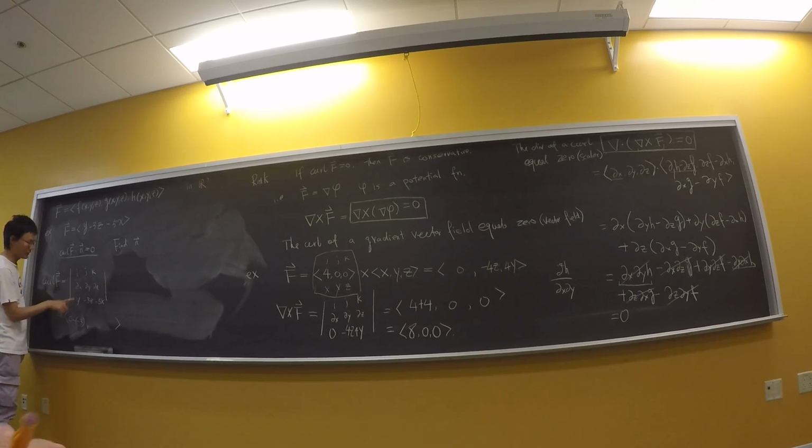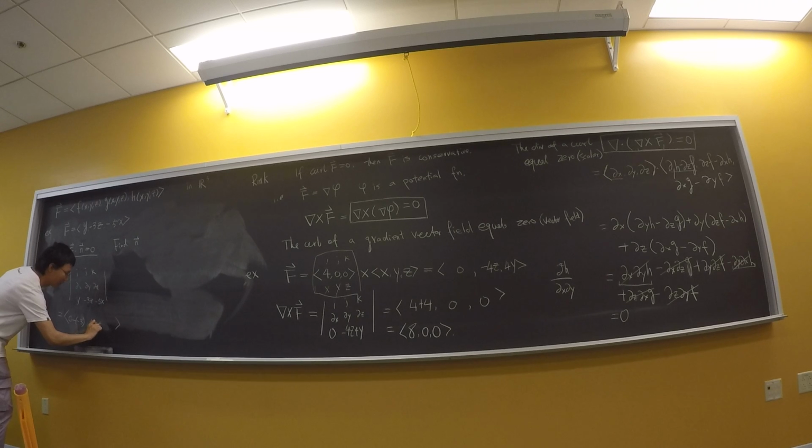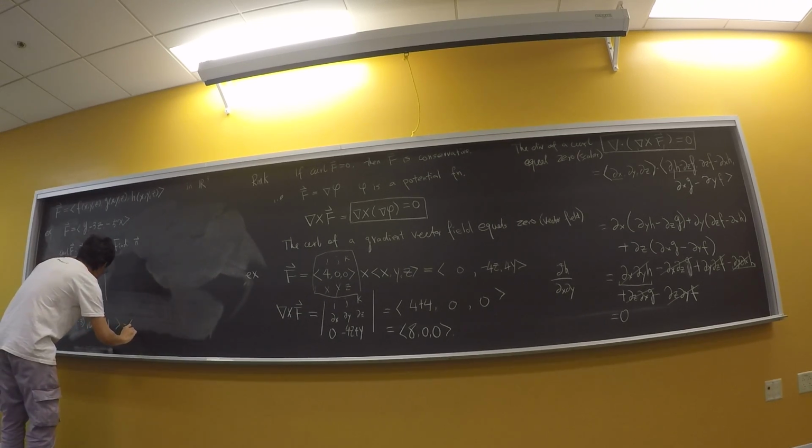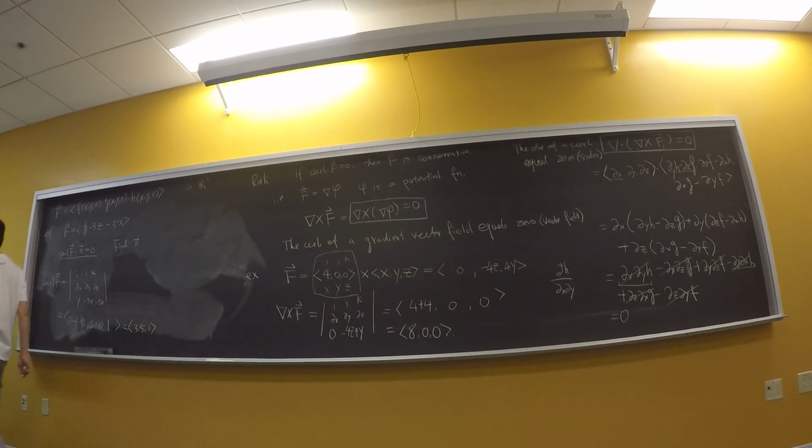The j component is going to be partial z hitting on y, 0. 0 minus partial x hitting on this one, negative 5. 0 minus negative 5. And then the k component is partial x hitting on minus 3z, 0. 0 minus partial y hitting on y, 1. 1. So in the end, this curl is nothing but 3, 5, and 1. Okay? 3, 5, and 1.